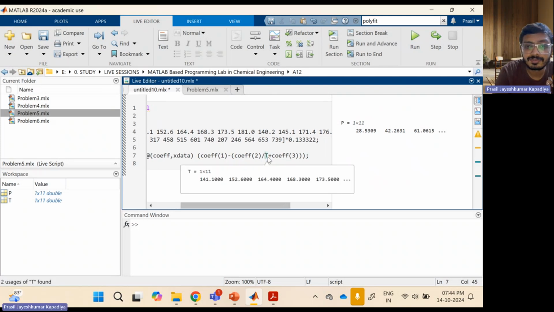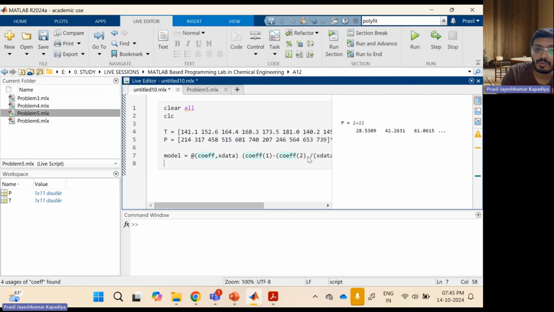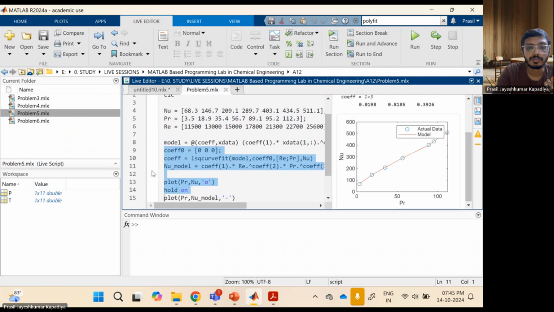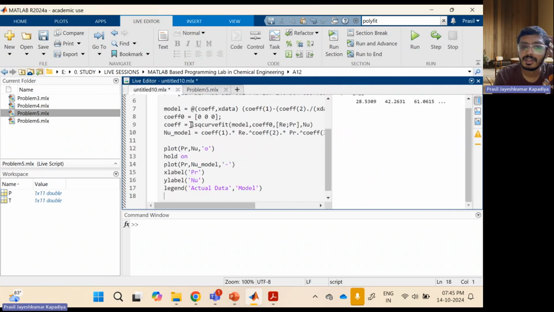Okay, but here instead of writing T, let's write x data of first row, all columns, just to keep it consistent. So here I will have to put one dot. Okay, so we have created our model. Then what do we need? We need three coefficients. So let's assume it 0, 0, 0 only. We will need lsqcurvefit, model, coefficient 0. What is on my x-axis?